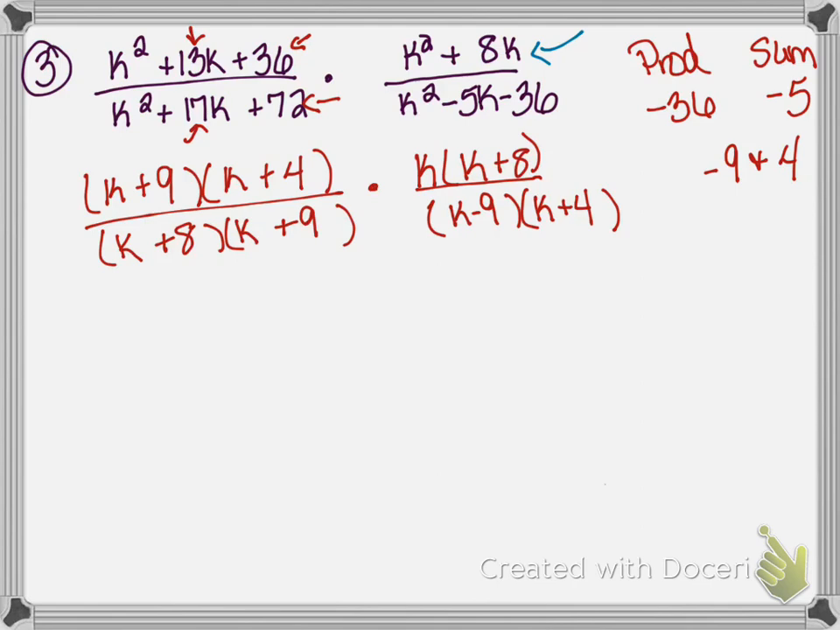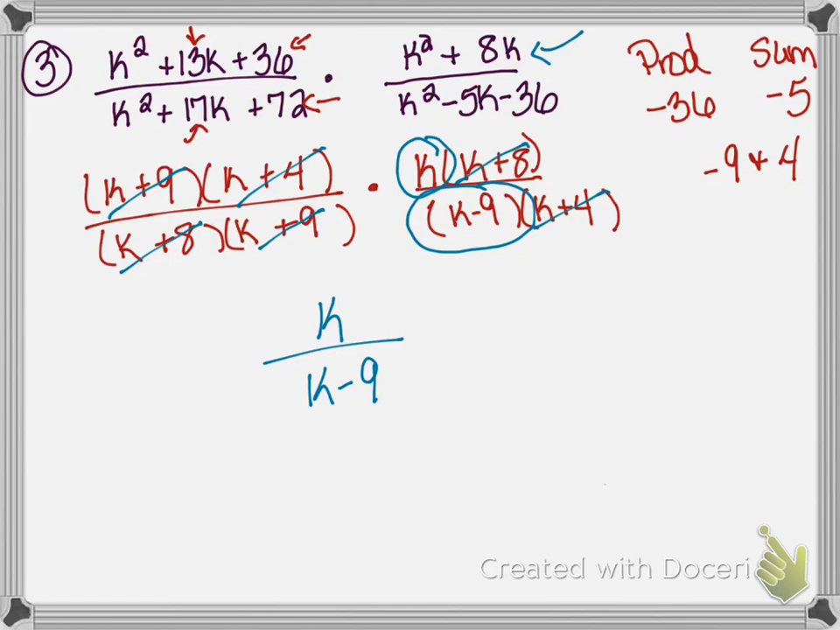Okay? So now we start canceling things out. I've got k plus 9 and k plus 9. I have k plus 8 and k plus 8. And k plus 4 and k plus 4. So I was able to cancel out a lot of things. I have a k and a k minus 9. And I just want to reiterate that with k minus 9, you cancel all of it or you cancel none of it. So those two k's don't cancel because that k minus 9 has to stay together.